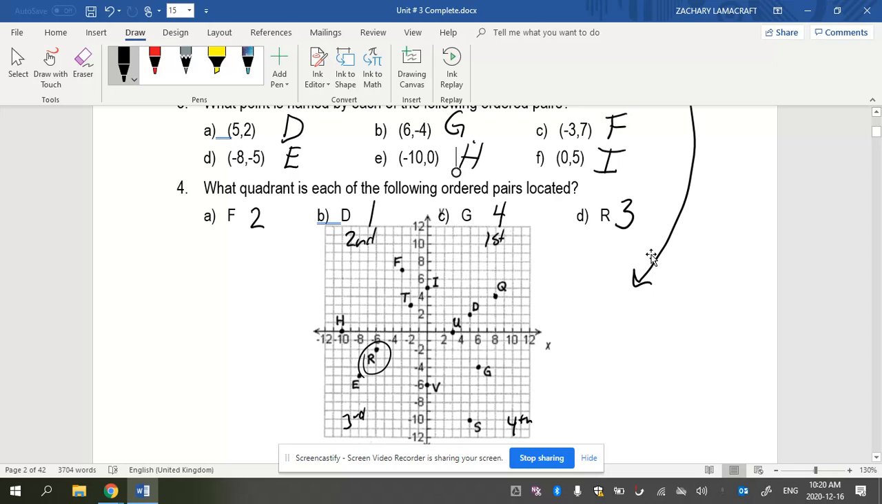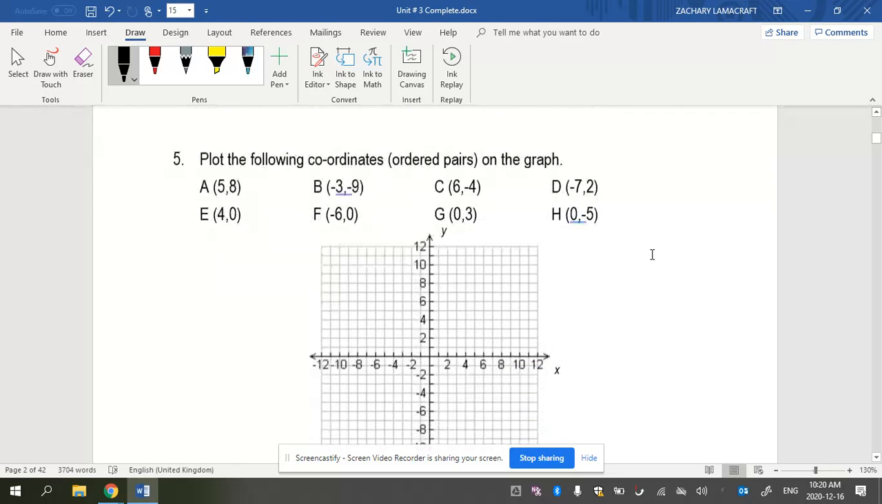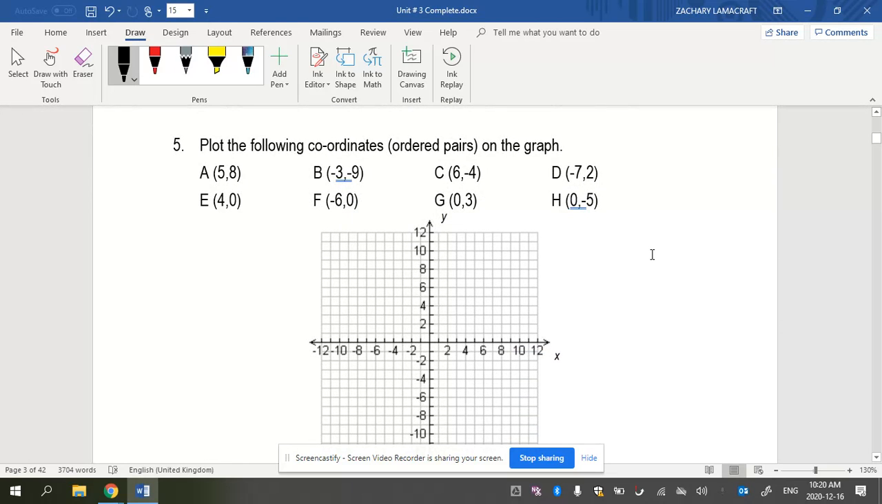So for question number 5, I'm only going to do the first two for you because I think you guys are starting to get the point of this. And then I'll let you do the assigned work and take your time doing that. Okay. So it says plot the following coordinates or ordered pairs on the graph. So if we do the first one, 5 and 8. So I would go 5 across on the x-axis and up 8 because that's positive. So 1, 2, 3, 4, 5, 6, 7, 8. I'd put my dot. And then I make sure that I mark my dot by just writing A.